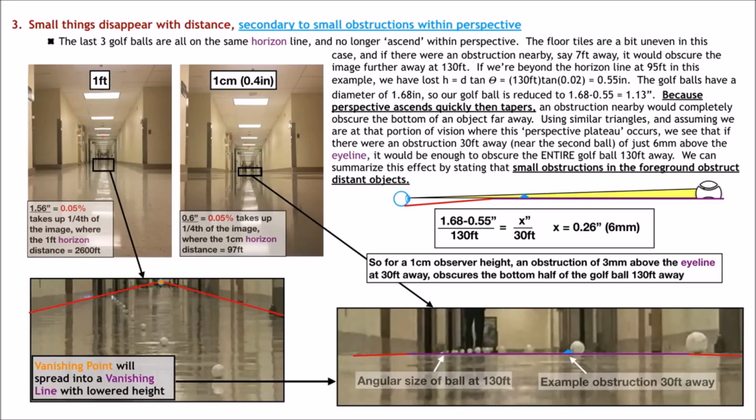I also want you to note how when we had a 1 foot observer height, the red orthogonal lines where the corners met extended off into a distance roughly 2,600 feet away. But as we lowered our eye height, that vanishing point essentially became a vanishing line and merged into that purple line we see that is much nearer to us.